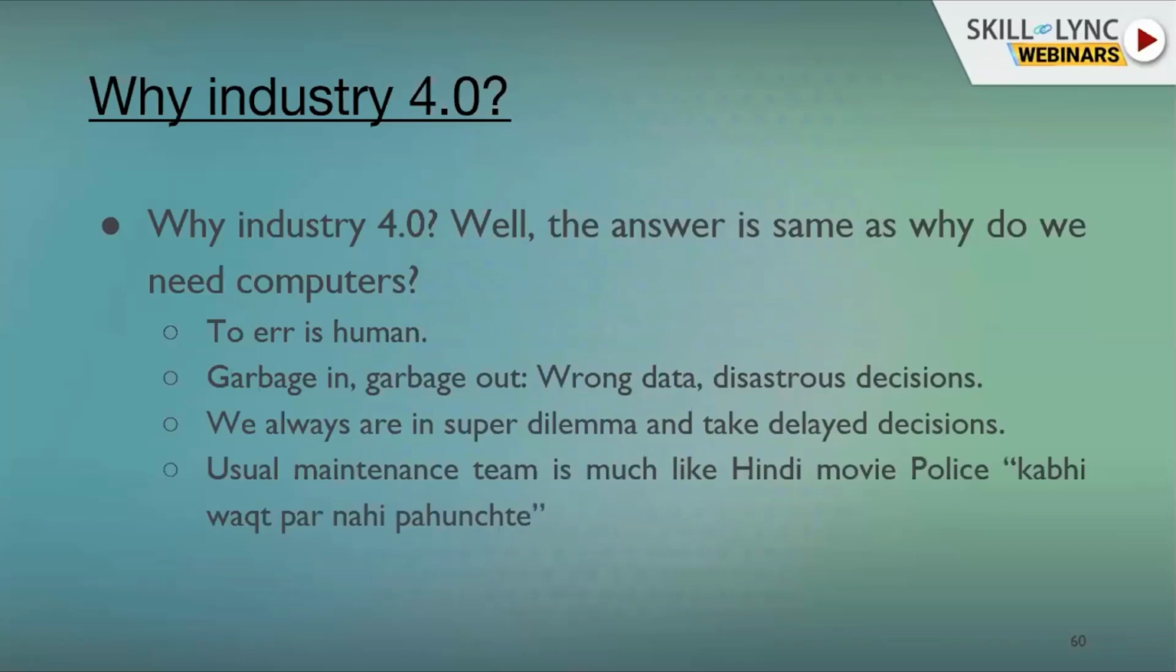Otherwise we are always in a dilemma and take delayed decisions. This is the human tendency. We always say this will happen. No, if this happens, this will happen. If this happens, this will happen. We should be clear, and that clarity will happen only when the data is reliable.